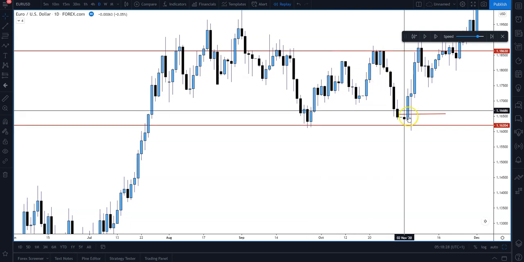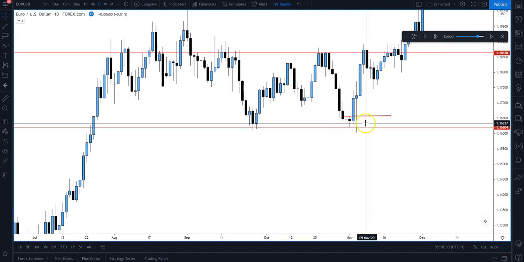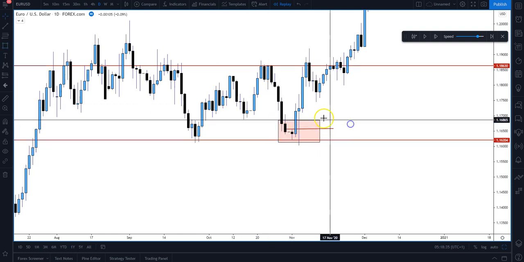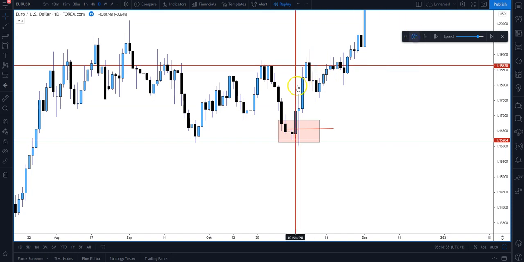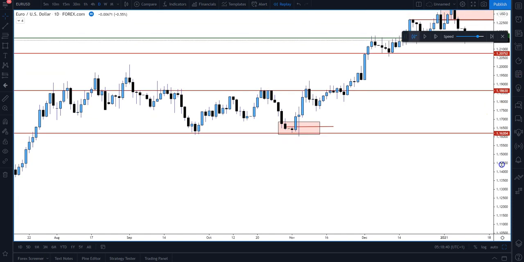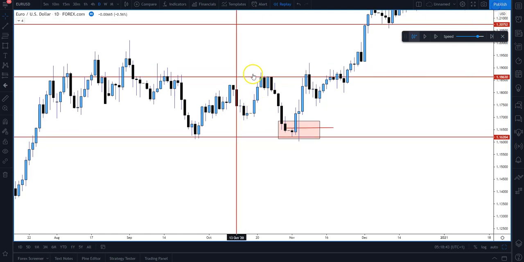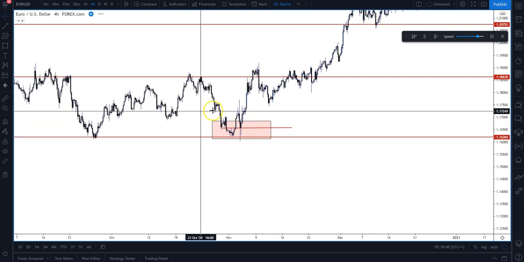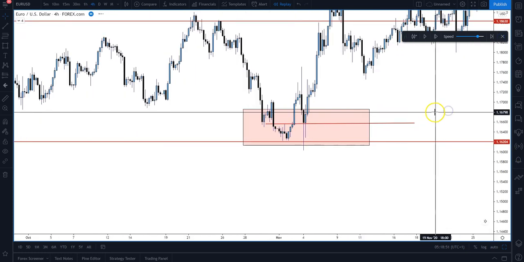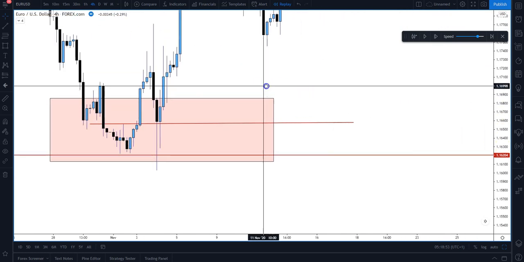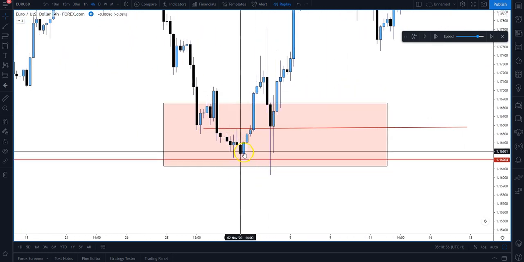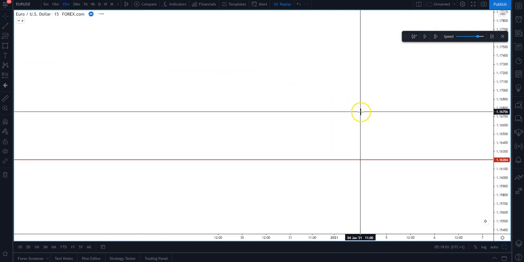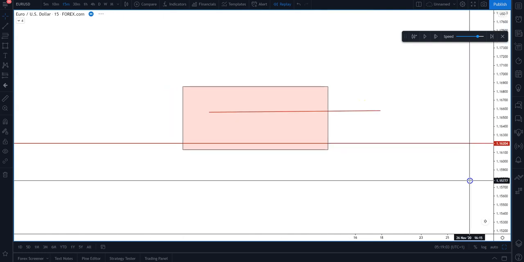Nice, right on the support line, a doji is formed. If we go down, I don't want to mess up this chart. If we go down, look at this. This is beautiful. If we go down to the 15, I hope it can go back to that data.